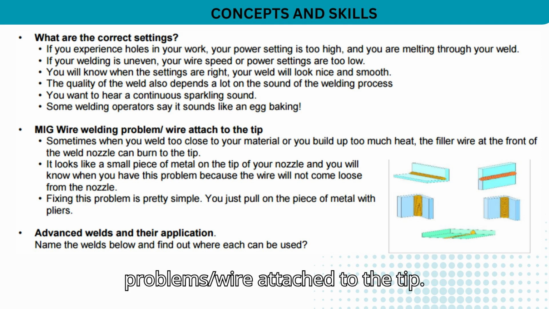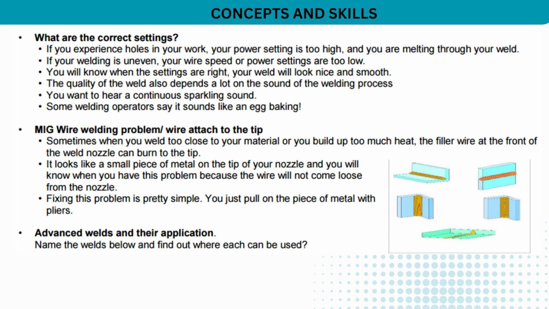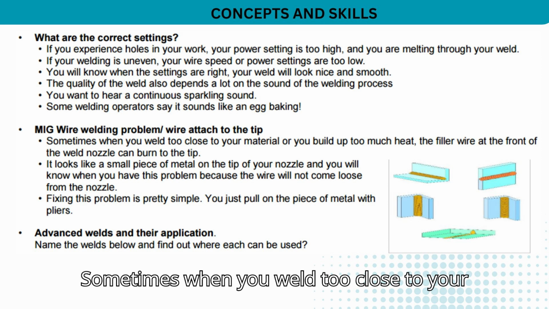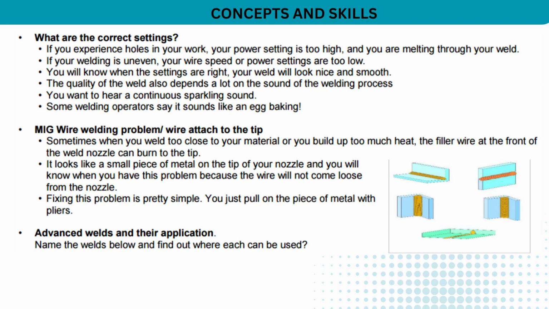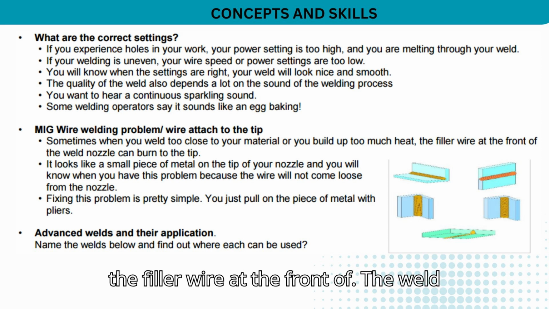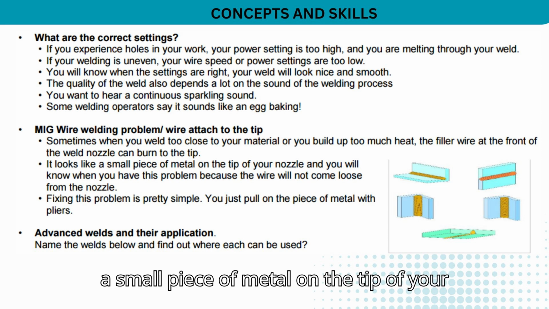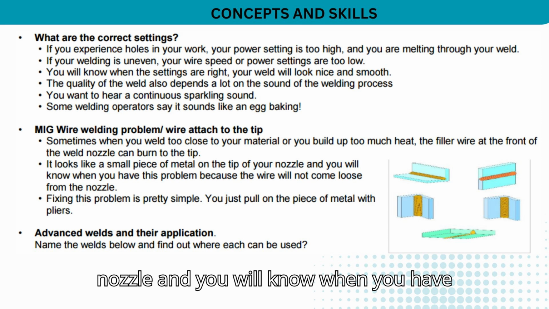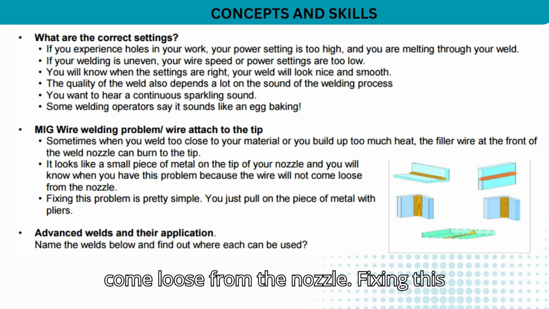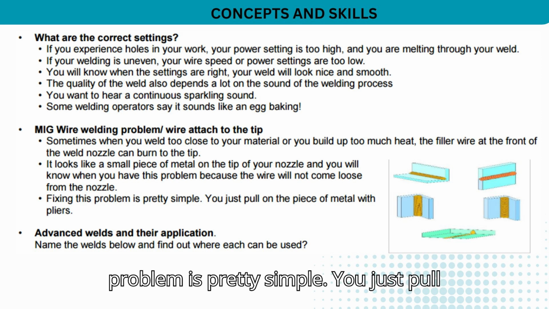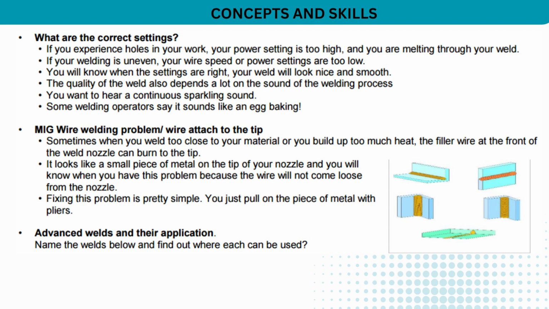MIG wire welding problem, wire attached to the tip. Sometimes when you weld too close to your material or you build up too much heat, the filler wire at the front of the weld nozzle can burn to the tip. It looks like a small piece of metal on the tip of your nozzle, and you will know when you have this problem because the wire will not come loose from the nozzle. Fixing this problem is pretty simple. You just pull on the piece of metal with pliers.